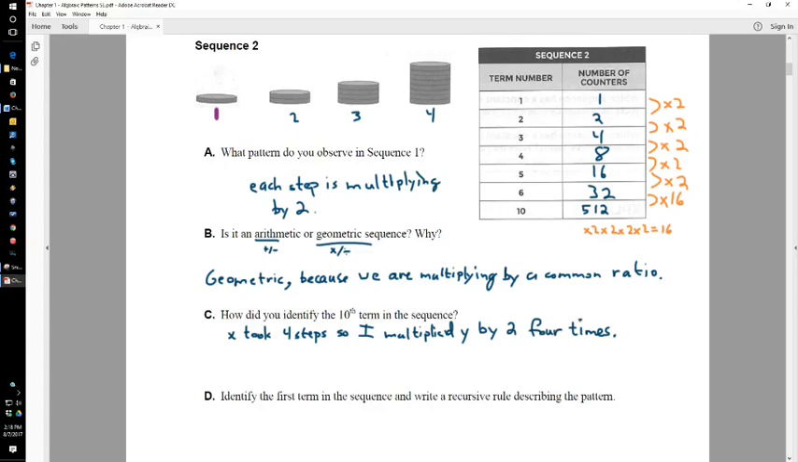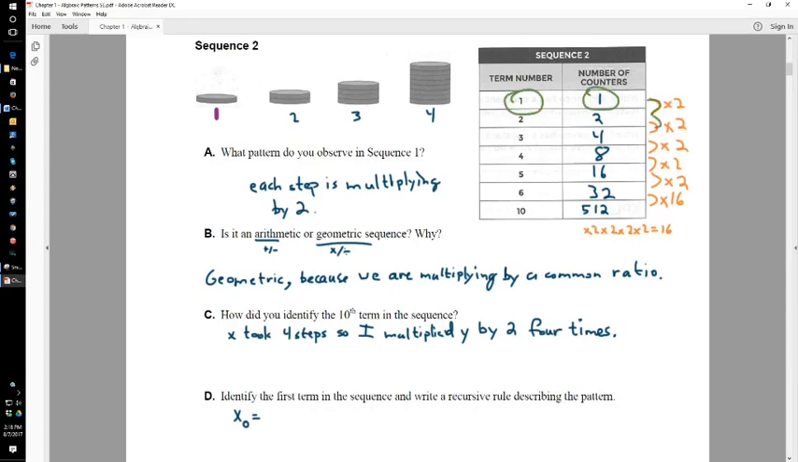Okay? All right, last but not least, identify the first term in the sequence and write a recursive rule. Remember, the first term is where x is 0. So x sub 0 equals... oh, I'm sorry, we've got to find that first step. Well, this is step 1 right here.